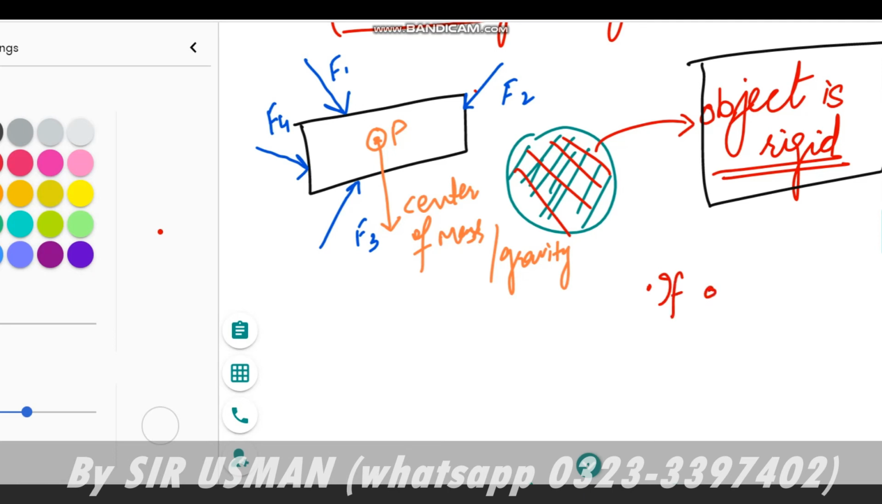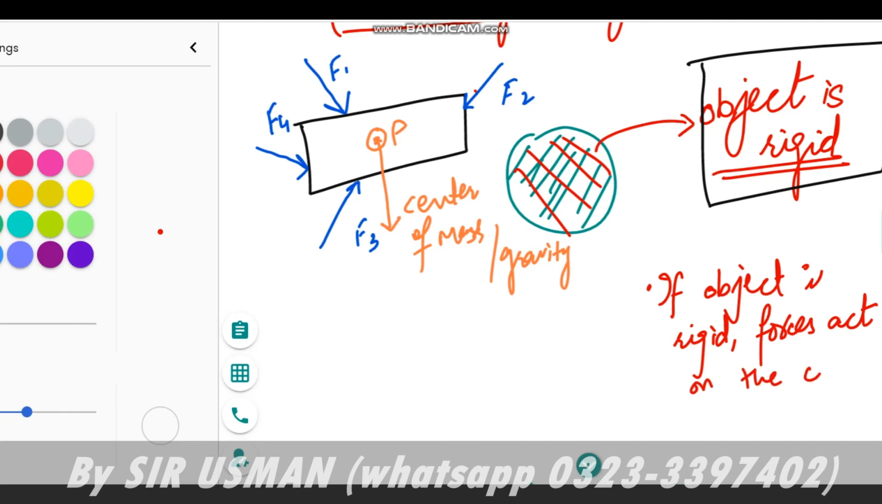If the object is rigid, forces act on the center of gravity. So instead of drawing the shape of the object, we can simply draw a point. The whole object can be represented in the form of a point like this.